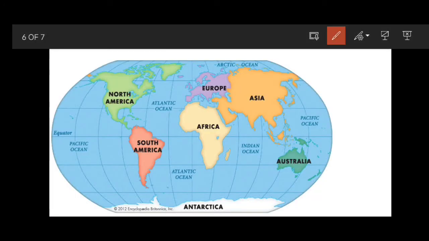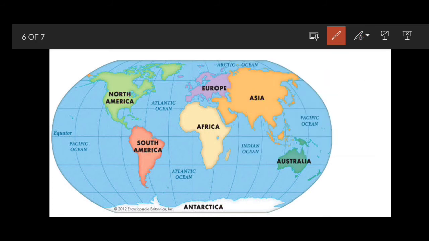So this is the Earth. The Earth is divided into many continents. These are the continents. There are 7 continents on the Earth, and among all the 7 continents, this is Asia. Asia is the largest continent, followed by Africa. Africa is the second largest. Accordingly, North America, South America, Antarctica, Europe, and the smallest continent is Australia.